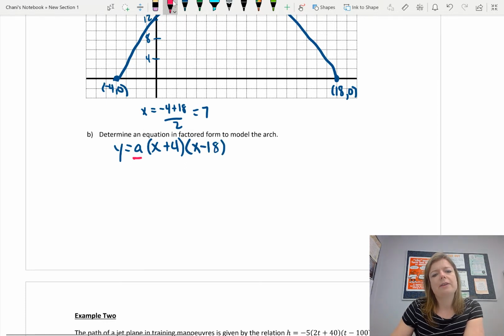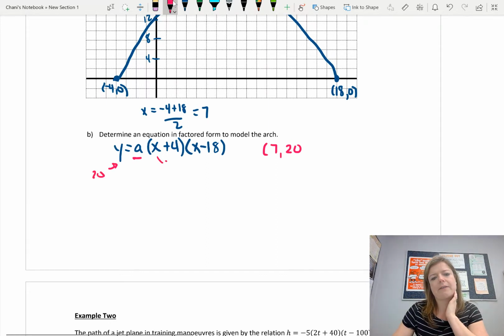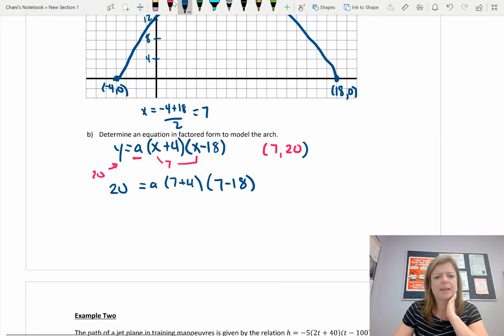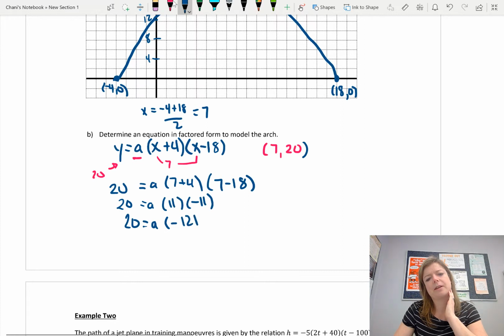Now to find our a value, we will sub in our coordinate of (7, 20). So we'll put in 20 here and 7 for both of our x's, and we'll be good to go. So 20 equals a times (7 plus 4) times (7 minus 18). So 20 equals a times 11 times -11. So now we do this multiplication, which is -121.